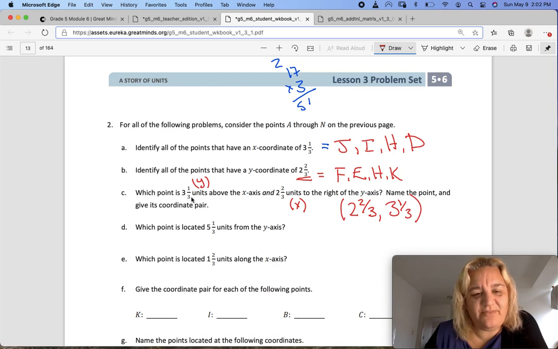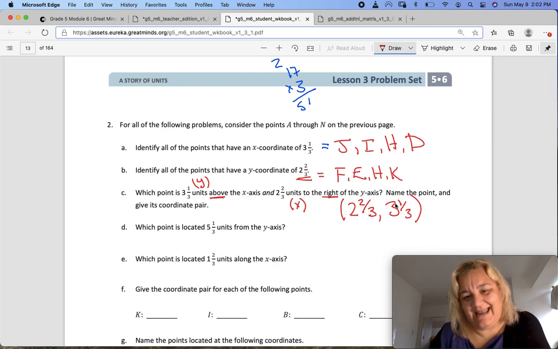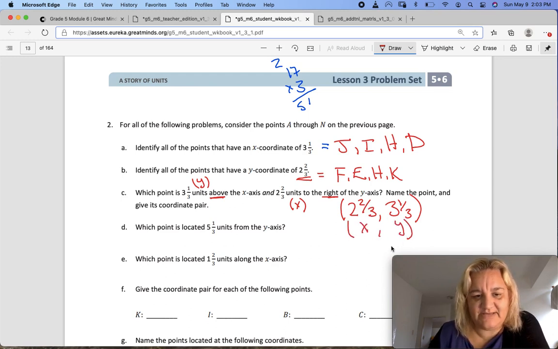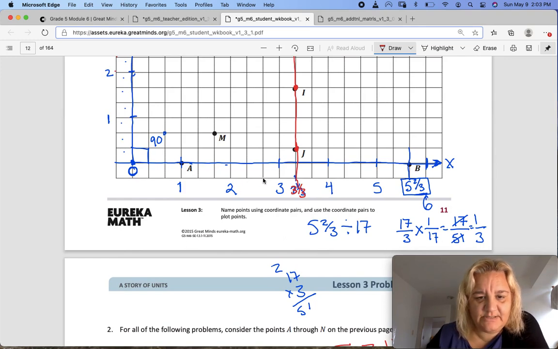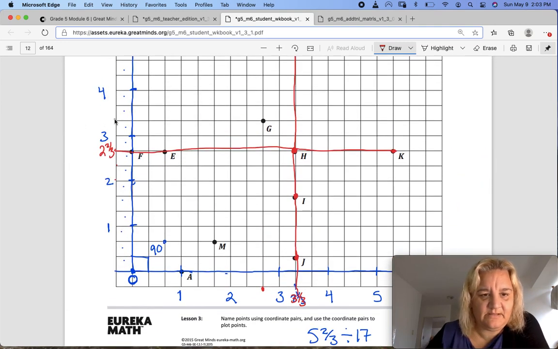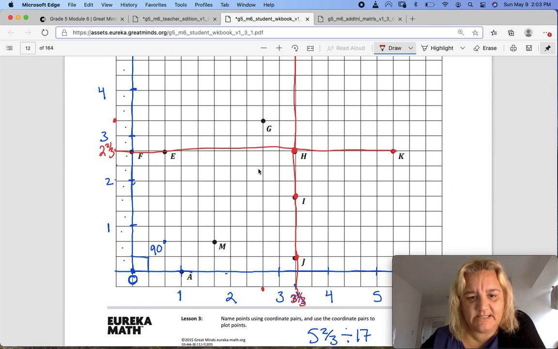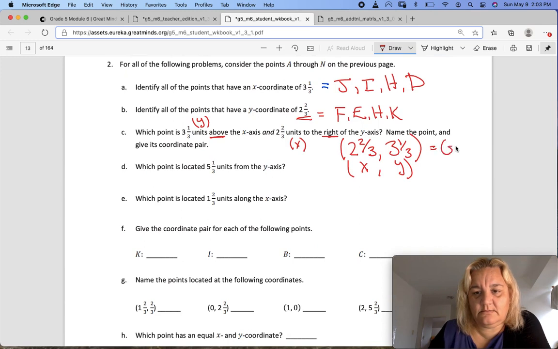Which point is 3 1/3 units above the x-axis? Okay, so if we're counting above, that means it's actually a y-coordinate. And if we're saying to the right, that makes it an x-coordinate. Okay, so 2 2/3 is the x, and 3 1/3 is y. So now we just have to go up and find it. 2 2/3 and 3 1/3. Okay, so 2 2/3 is this line. And 3 1/3 would be this line. So if I follow that across and this down, I get G. Okay. There we go. So the point is G, and the coordinate pair is 2 2/3 and 3 1/3.